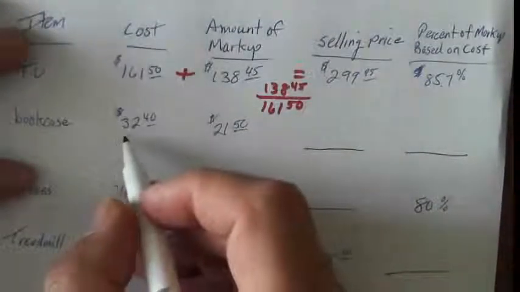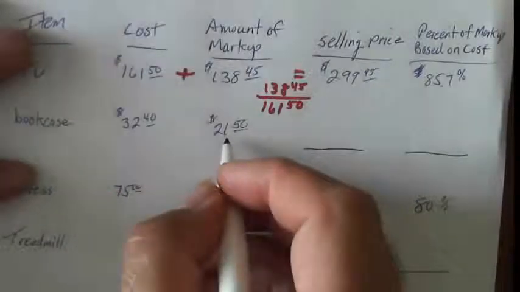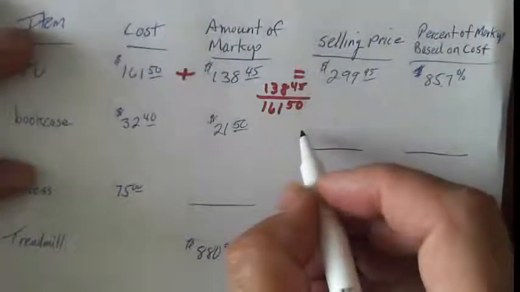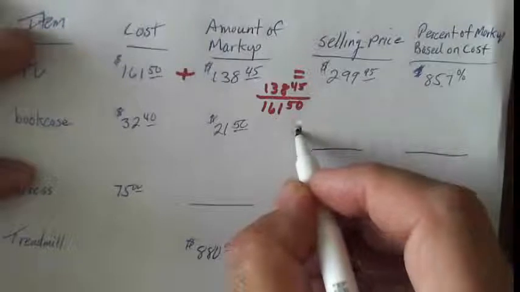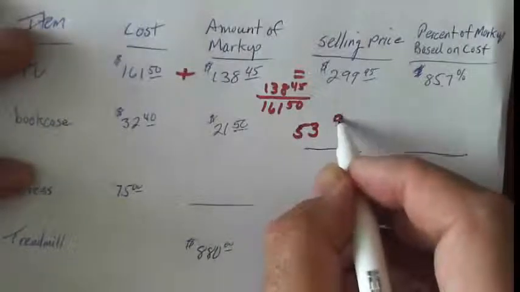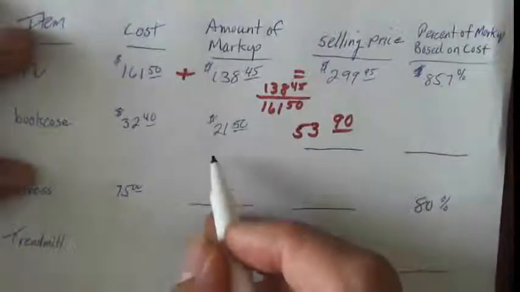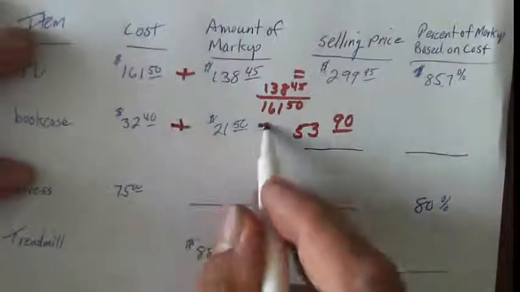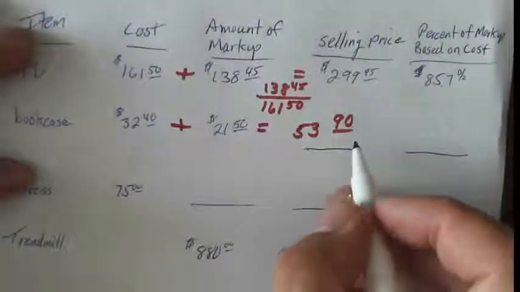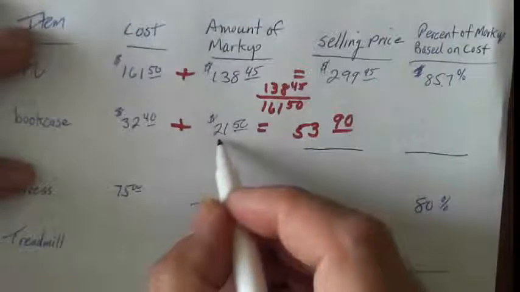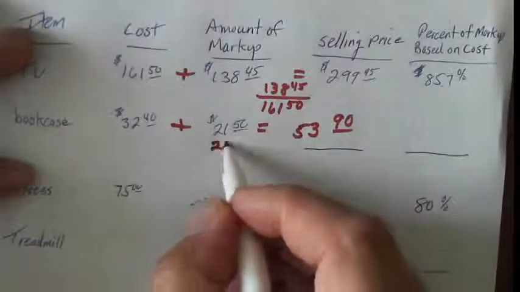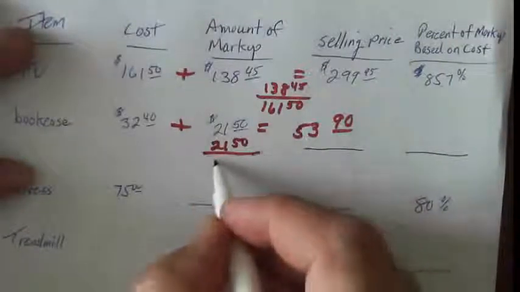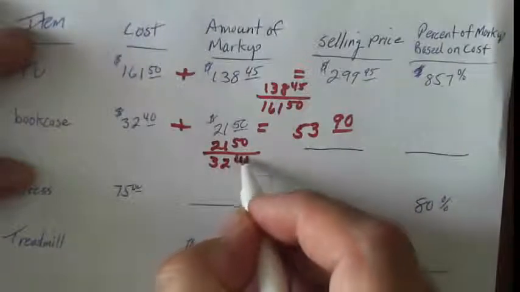Okay, so let's take a look at number 2. We have a bookcase, cost is $32.40, the markup is that. So we would simply add those two things up, and we would get $53.90. Okay, pretty straightforward, just adding. Okay, do that one pretty much in our head.